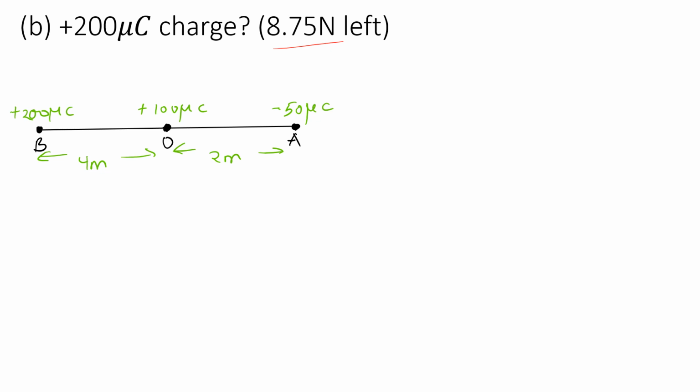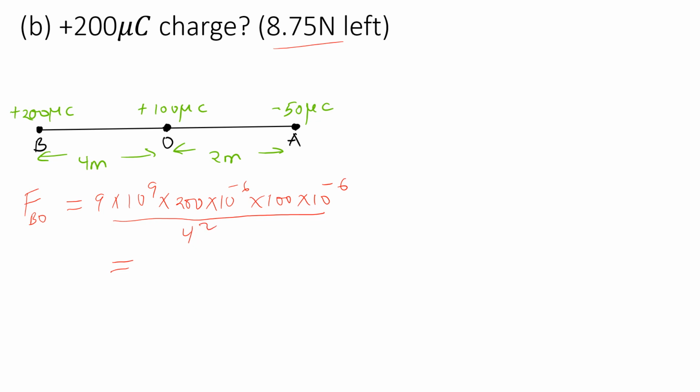Using the same formula from Coulomb's law, we shall find the force on B due to O, which is going to be the constant 9 times 10 to the power 9 times the charge on B, which is 200 times 10 to the power negative 6, then O, which is 100 times 10 to the power negative 6. All of them are separated by 4 meters, but squared. So force on B due to O is going to give us 11.25 Newton. Let's see where it is going, whether left or right.